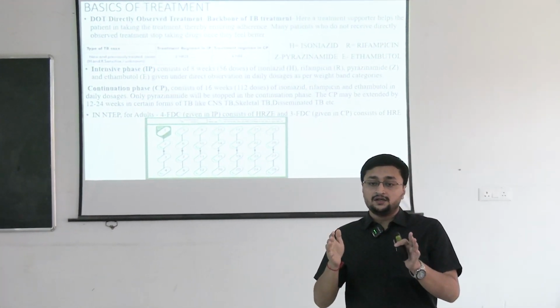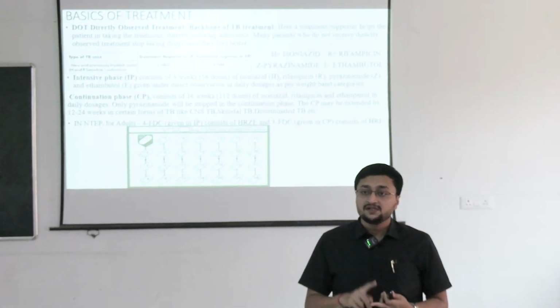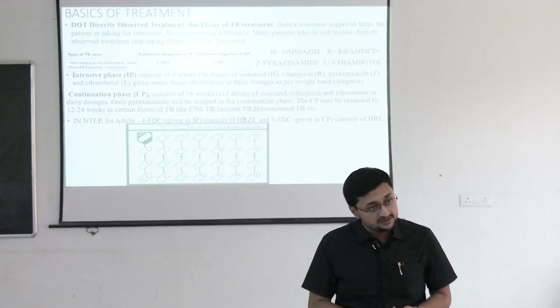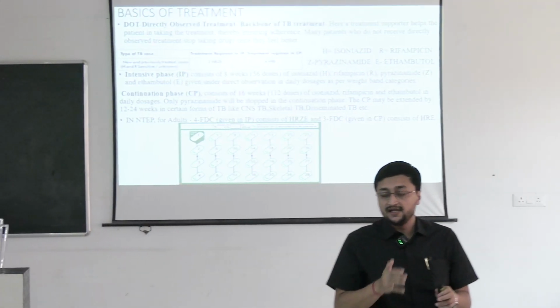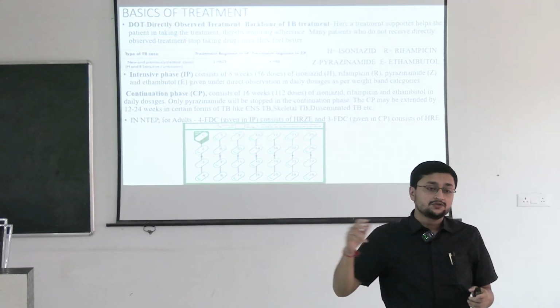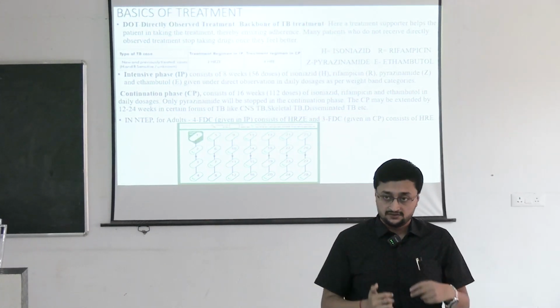We give FDC, right? FDC means fixed dose combination. So 4 FDC in IP and 3 FDC in CP. This FDC is adjusted according to the weight.